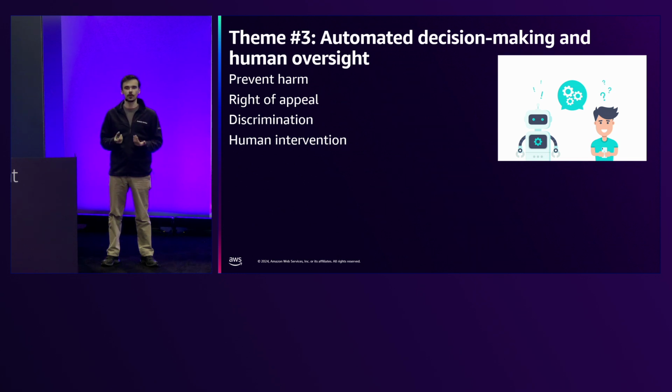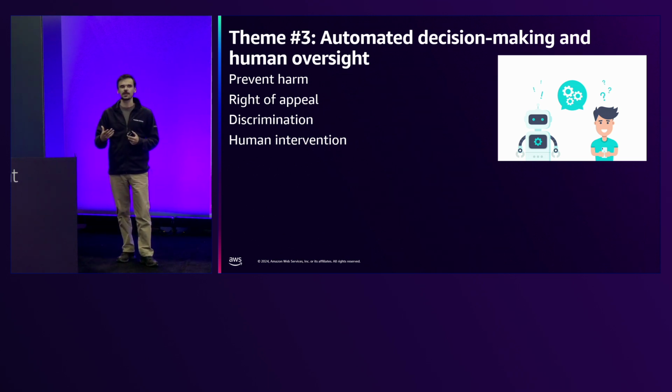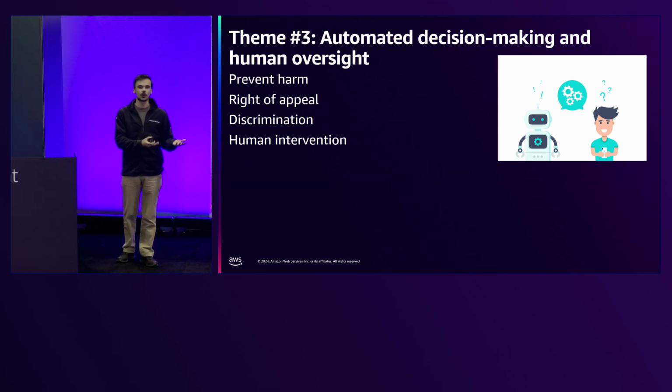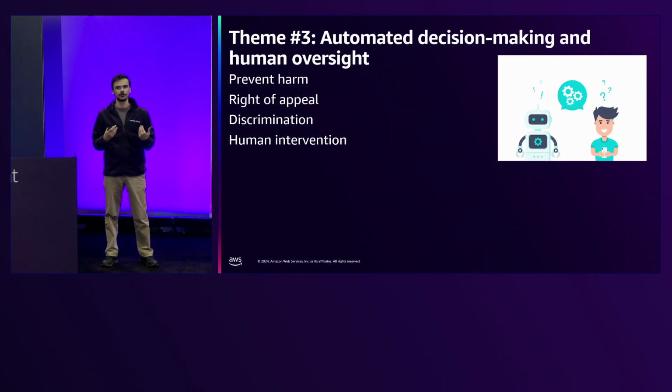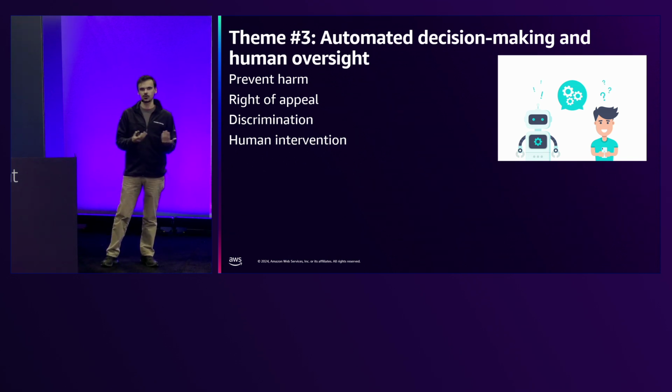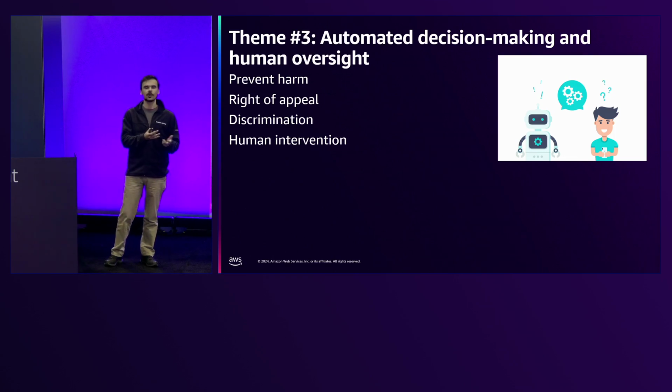For some specific workloads, you must have manual steps, especially for workloads that are taking important decisions. Examples could be social housing, credit scoring, right? So if your workload is making this type of decision that can influence human lives, you have to have some manual steps in between, and actually the regulation is asking for that. Another very important one is the right of appeal.